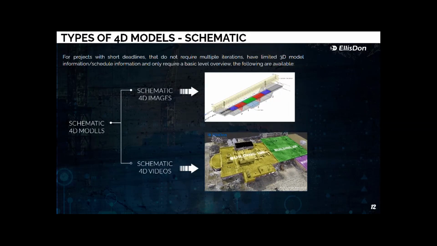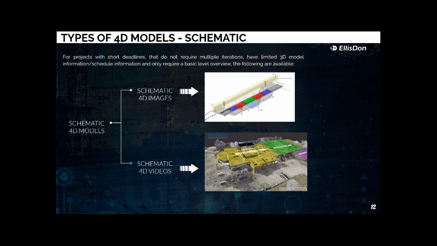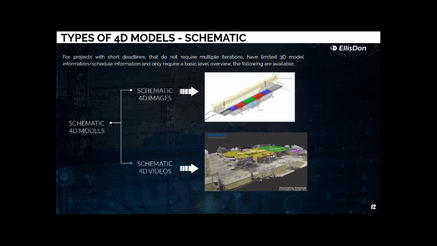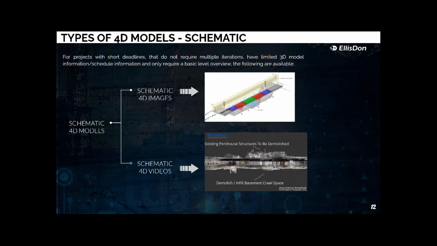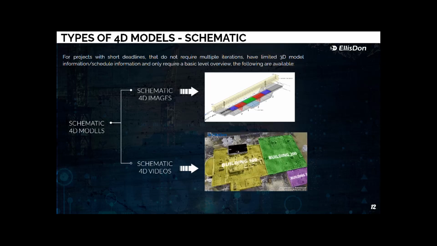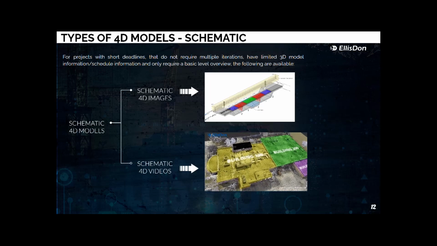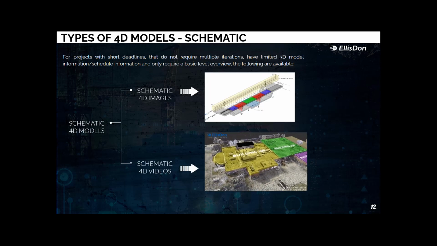So the first type of 4D models that LS-DOM VDC can produce is schematic 4D models. For projects with short deadlines that do not require multiple iterations, either they have limited 3D model information, schedule information, or only require a basic level overview, the following are available. So both of these projects we created without a total schedule.